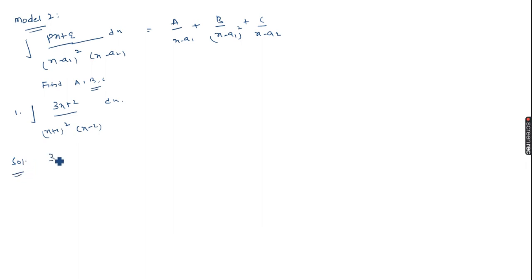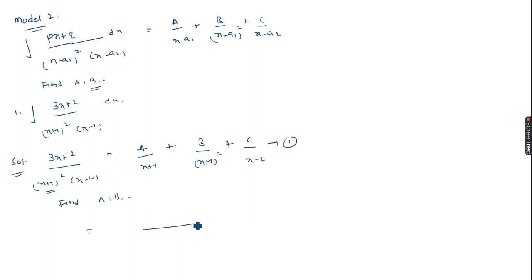First, it can be written in the partial fraction form, x plus 1 whole square into x minus 2. Here x plus 1 whole square, that means this term is repeated twice. It can be written as a by x plus 1 first plus b by x plus 1 whole square. And this term is not repeated, so just written as c by x minus 2, taken as equation number 1. So find A, B, C.